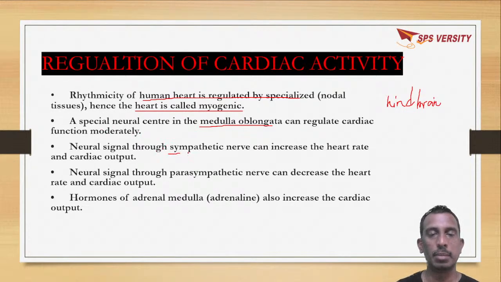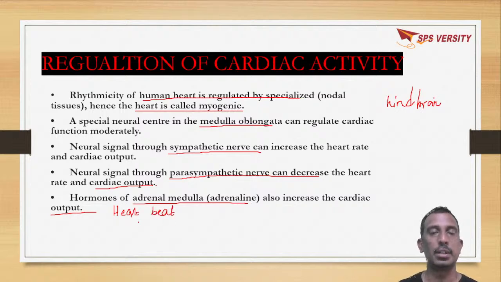So neural signals coming from sympathetic nerves can increase the heart rate and cardiac output. And the neural signals coming from parasympathetic nerves can decrease the heart rate and cardiac output. Not only sympathetic and parasympathetic, even the adrenal medulla, the gland, releases the hormone adrenaline, which will increase cardiac output, that is, increase the heartbeat also. So the heartbeat is regulated by a neural center present in the hindbrain, that is the medulla oblongata.